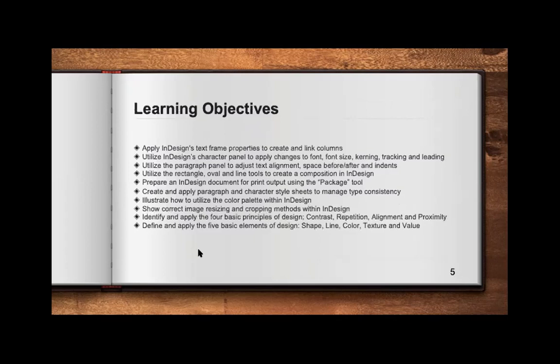All right, so these are the objectives. There's a lot of objectives you guys are going to be walking away from every week. And a lot of these objectives will be repeated throughout the week because we are still applying certain elements and principles and foundations as well as software tools to your work as we go forward. So we're going to be applying InDesign text frame properties to create and link columns. I'll show you how to do that. Utilize InDesign's character panel to apply changes to font size, kerning, tracking, and leading.